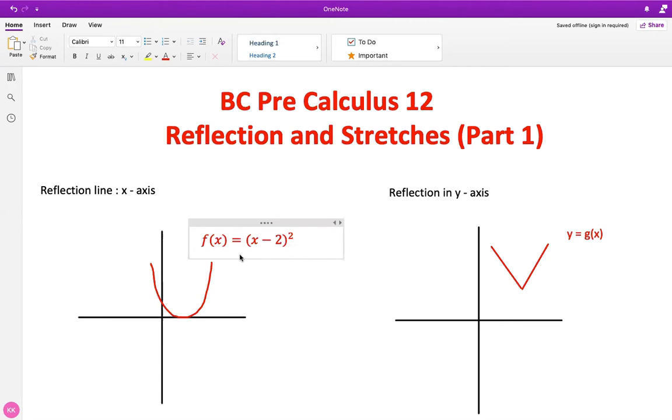For this video I will cover reflections and stretches, and this is a part 1 video. Basically I will mainly go over the basics of reflection in basic Pre-Calculus 12. I have given you two situations here.